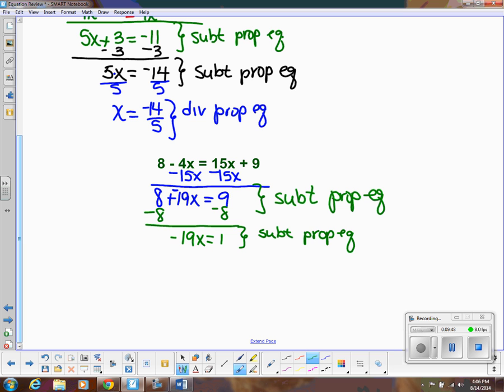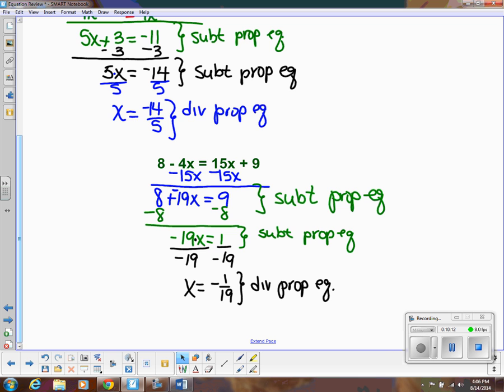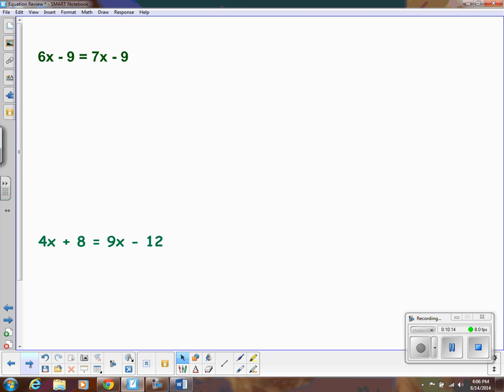All right, now what is connected to x? It is 19 through multiplication. So in order to disconnect multiply, I'm going to divide both sides by negative 19. So I have x equals negative 1 over 19, and this is the division property of equality. All right, so, this is great. We've done this, but let me look to see what's next.